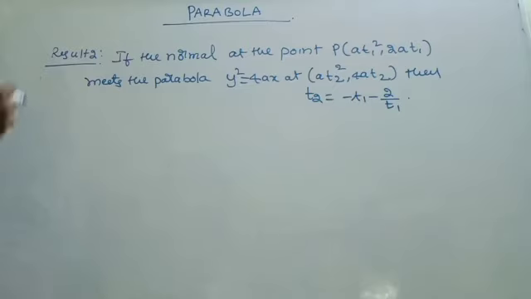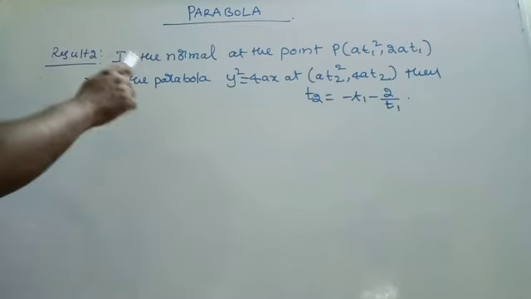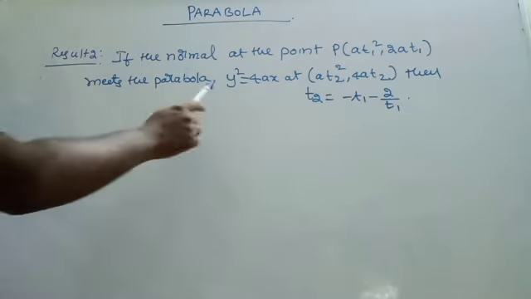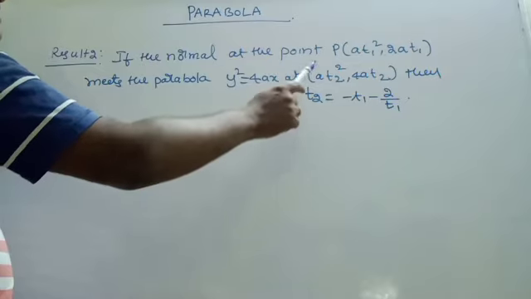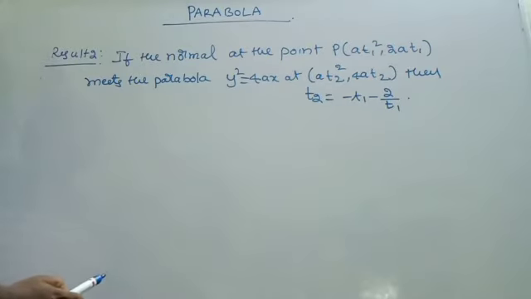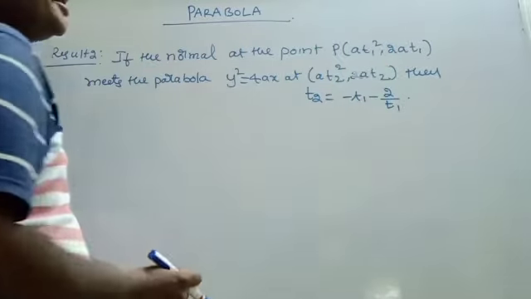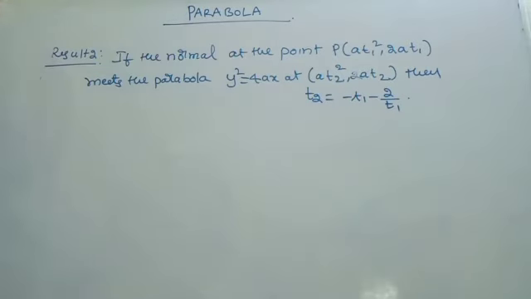Now we have one more important result. If the normal at the point (at1 square, 2at1) meets the parabola y square equals 4ax again at (at2 square, 2at2), then t2 = minus t1 minus 2 by t1. This is what we are going to prove.